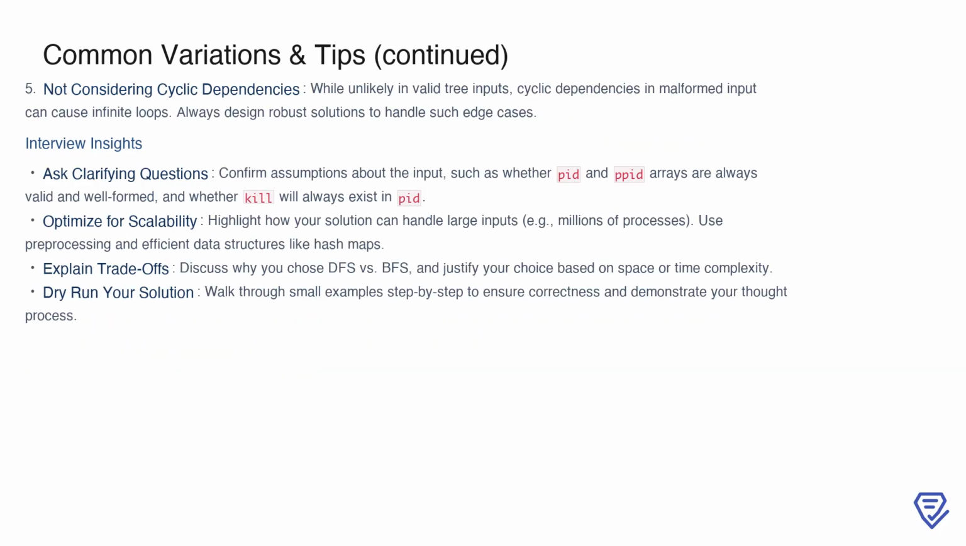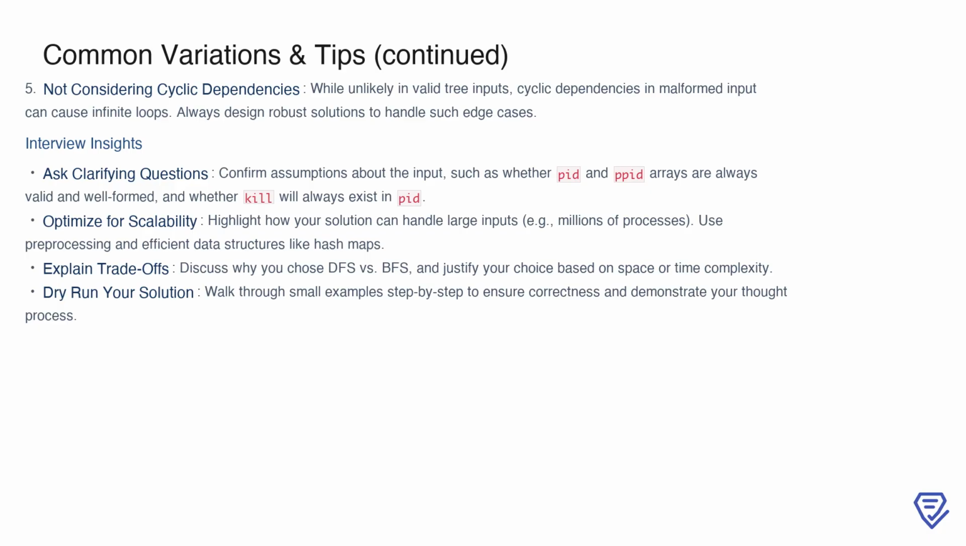Another potential challenge is handling cyclic dependencies. While these are unlikely in valid tree inputs, malformed inputs could introduce cycles, causing infinite loops during traversal. Designing solutions robust enough to handle such edge cases is essential.